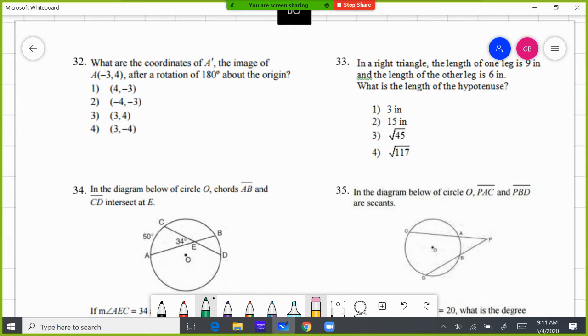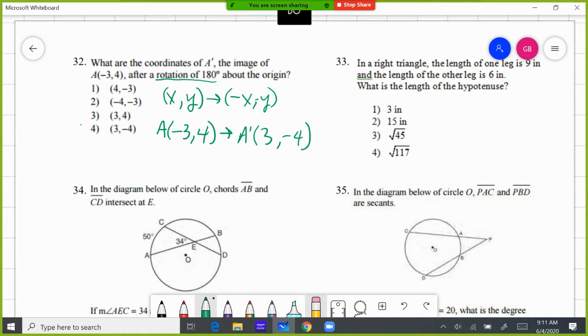Okay, 32. What are the coordinates of A prime, the image of (-3, -4) after a rotation of 180 degrees about the origin? So just a reminder, if you are rotating 180 degrees, you do the opposite of each one of those coordinates. So if A is (-3, 4), A prime becomes (3, -4). So the opposites.